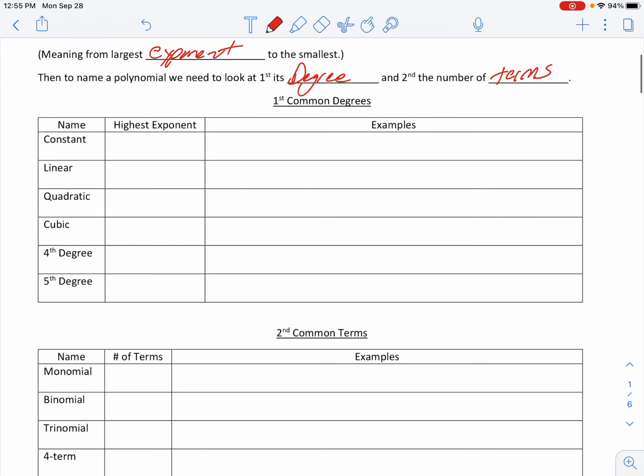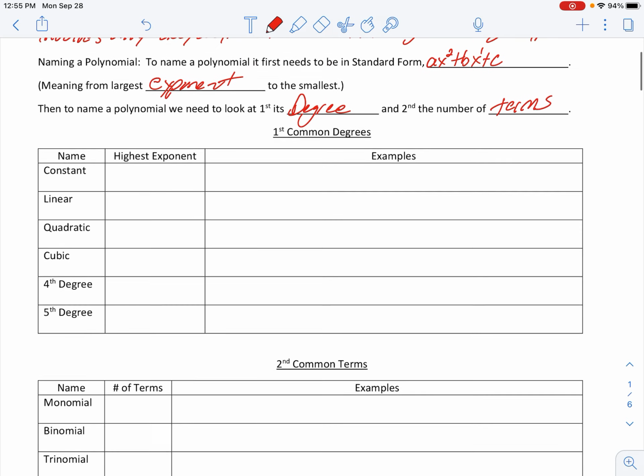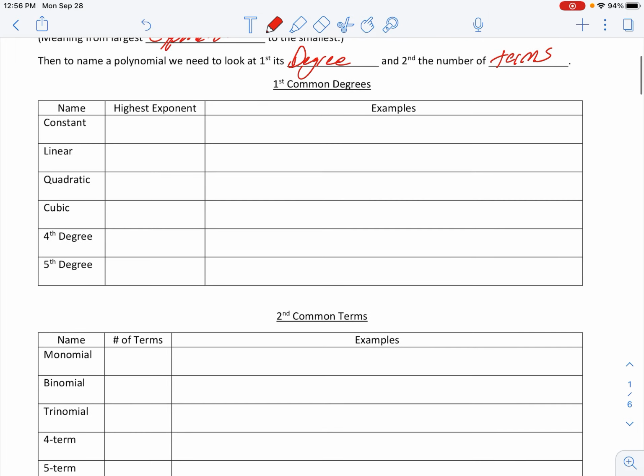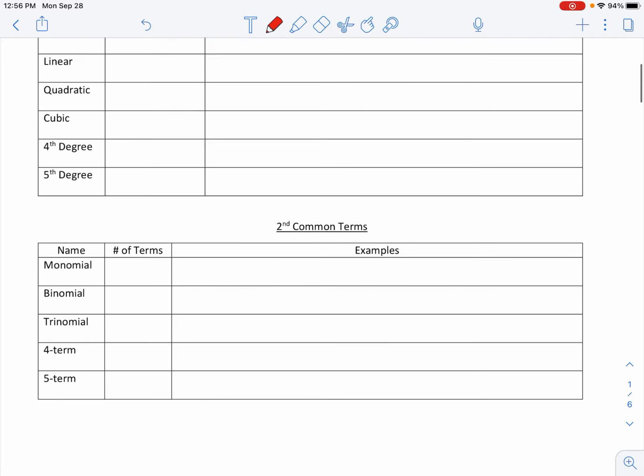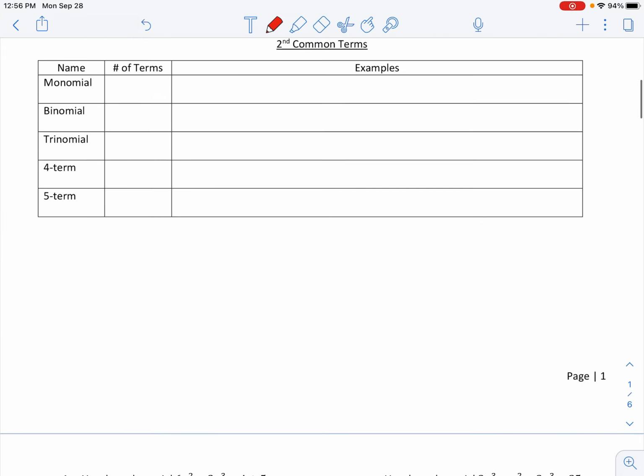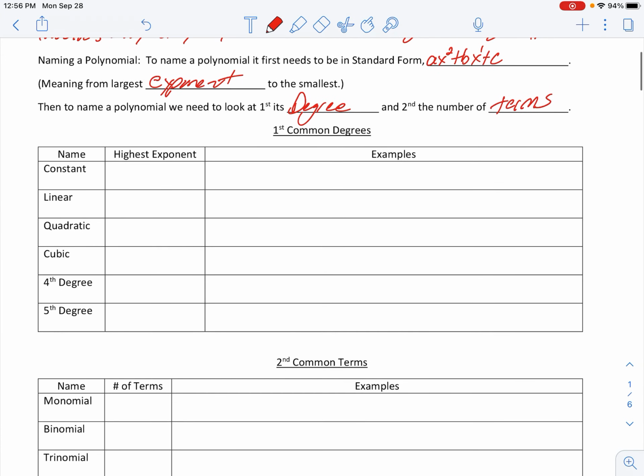So what we have here then is two tables. The first is the common degrees. This is like the first name. And then we have a bunch of common terms. This is like its last name. So to name a polynomial, first name, last name, common degrees, followed by common terms. I'm going to go through and talk about what each of the degrees are, giving a few examples. Then I'll talk terms, and I'll bring it all together when we start naming things, okay?